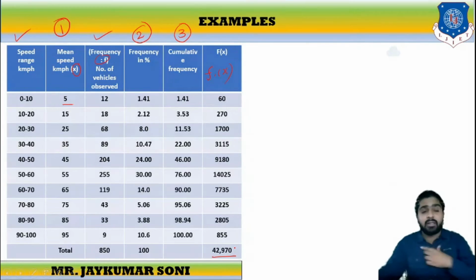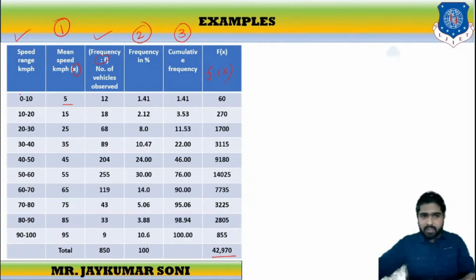Let me repeat once again. First I will calculate the mean speed, then I will calculate the percentage frequency, then I will calculate the cumulative frequency by adding these values. Then I will multiply the column of f with this column, and ultimately I will do the summation of this value.